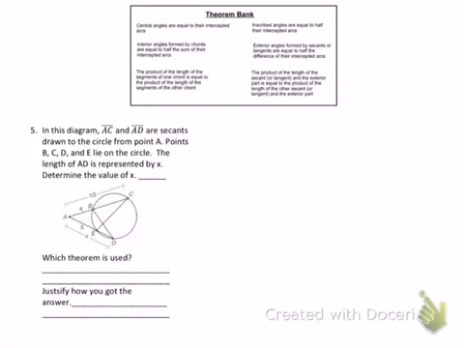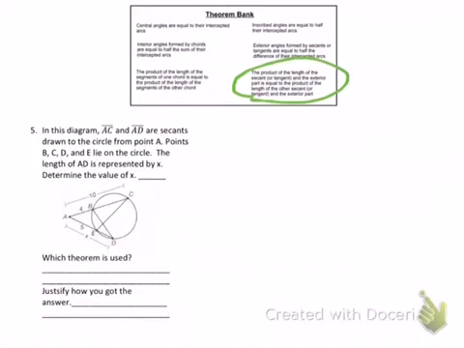The next question says, in the diagram, AC and AD are secants drawn to the circle from point A. Points B, C, D, and E lie on the circle. The length of AD is represented by X. Determine the value of X. So if I want to make sure that I answer the question, these are secants. I know I'm going to use the product of the length of a secant times its exterior part, which is equal to the product of the length of the other secant times its exterior part.